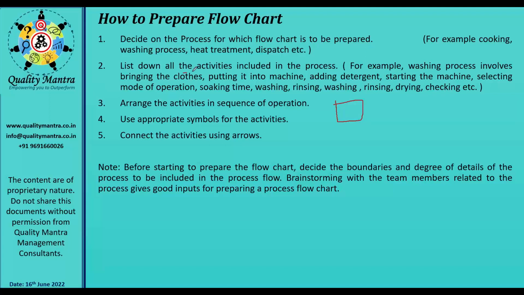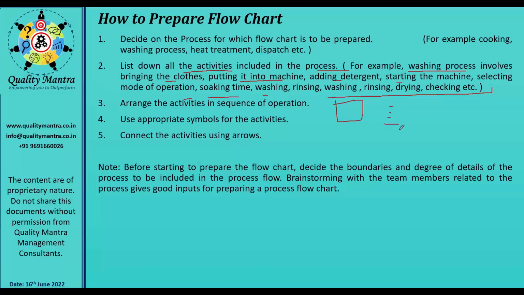Then you need to list down all the activities included in that particular process. A day-to-day example I am giving is the washing process, which involves bringing the clothes, putting them into the machine, adding the detergent, starting the machine, selecting the mode of operation, soaking time, washing, rinsing, then again washing, rinsing, drying, checking, and then putting it to the drying again. So all these steps are there. You need to list them down first. Now you are not arranging them. Why do you need to do this? So that you don't miss something.